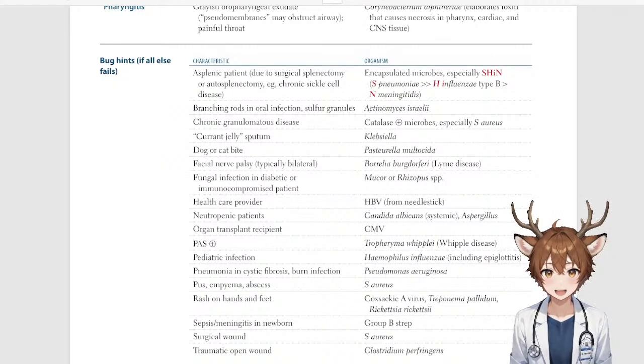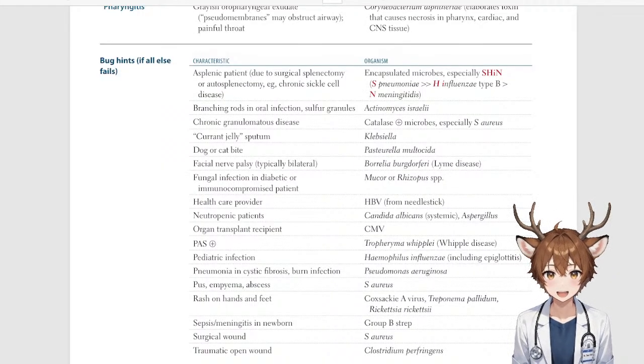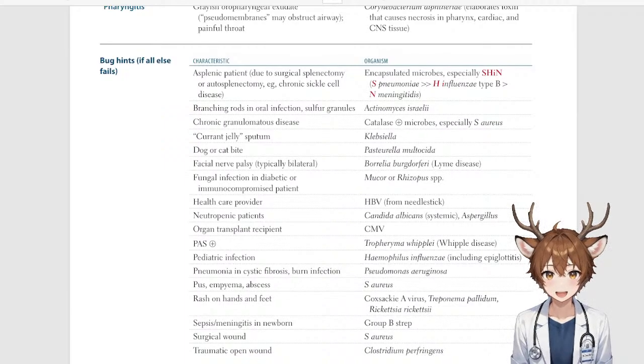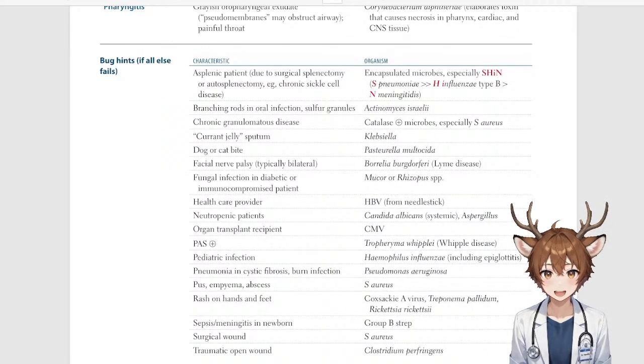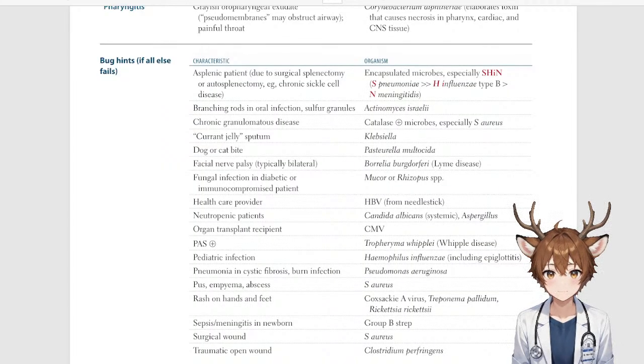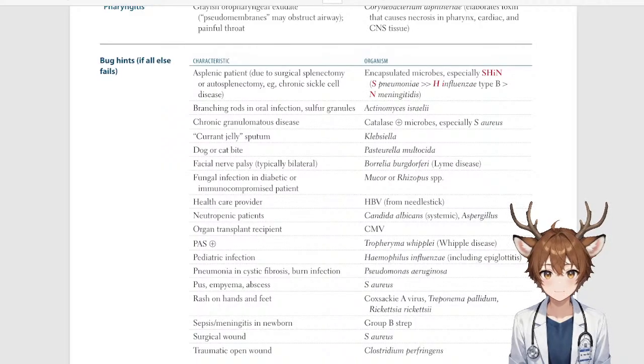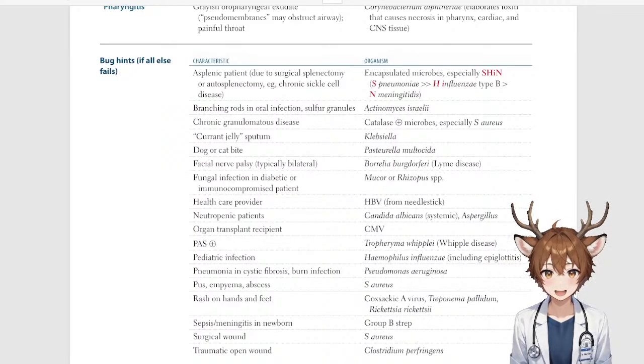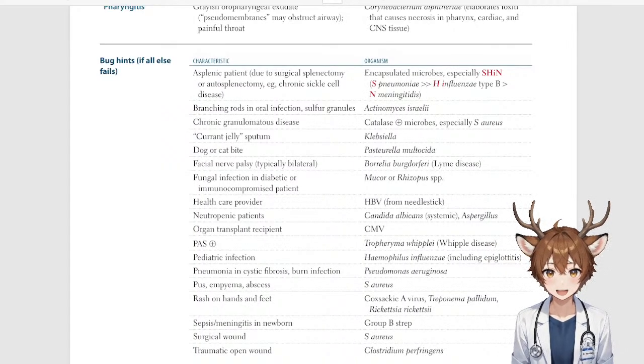Fungal infection in diabetic or immunocompromised patient. What do we think? Mucormycosis, for example, Mucor or Rhizopus species. Healthcare provider, nosocomial. What do we think? HBV from needle stick. Neutropenic patient. What do we think? Candida albicans, systemic, or Aspergillus. Organ transplant recipient, we think cytomegalovirus. PAS positive, Tropheryma whipplei, Whipple disease. Pediatric infection, Haemophilus influenzae, including epiglottitis, yes.